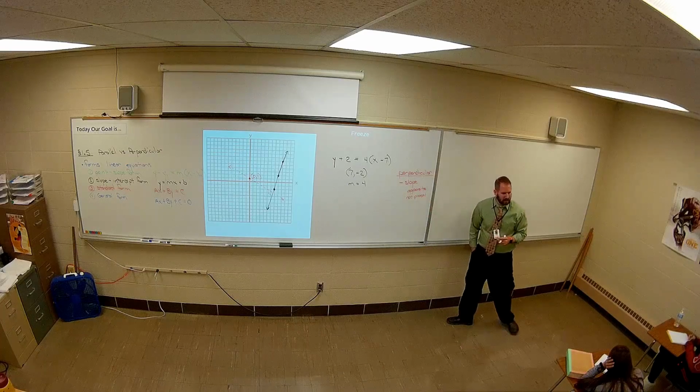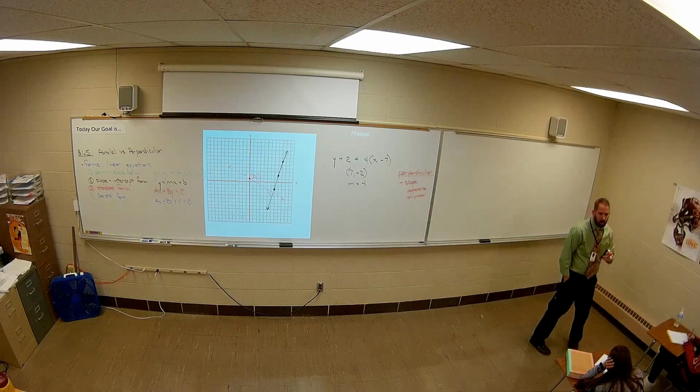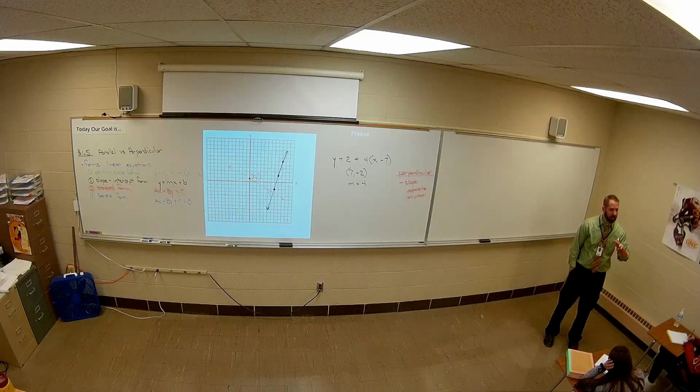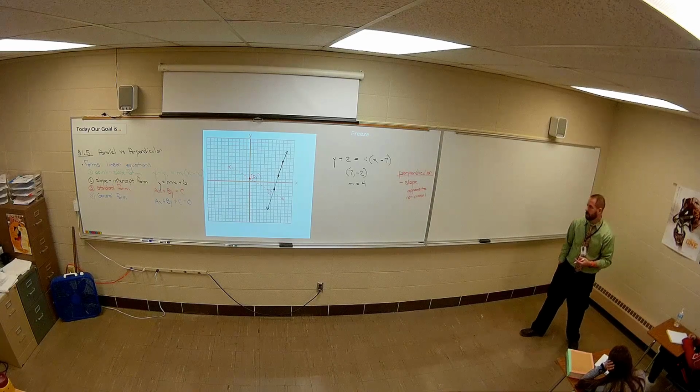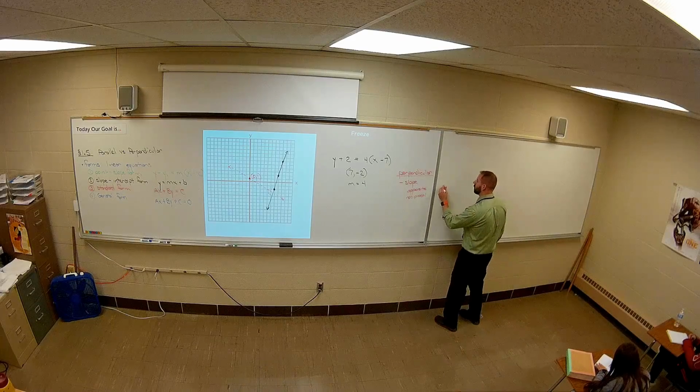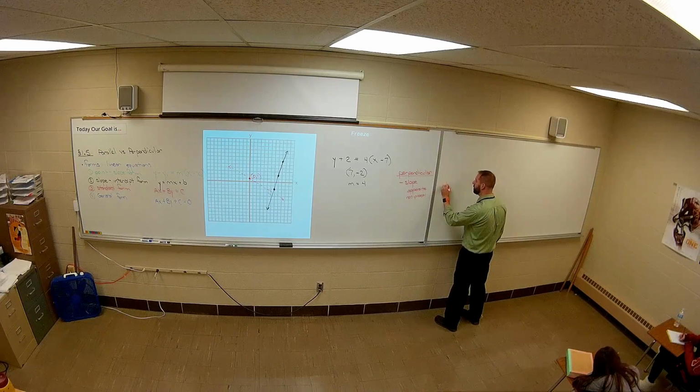So what does that mean? Flip the thing and make it negative. Exactly. You flip the fraction for the slope, and you make it negative. That's what opposite means. So the slope right now is 4, so we flip it, 1 over 4, and make it negative.